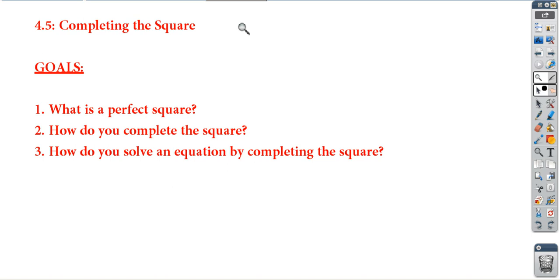Okay. So 3 goals for this section. We want to answer the following 3 questions. What is a perfect square? How do you complete the square? How do you make a perfect square? And then how do you solve an equation by completing the square?